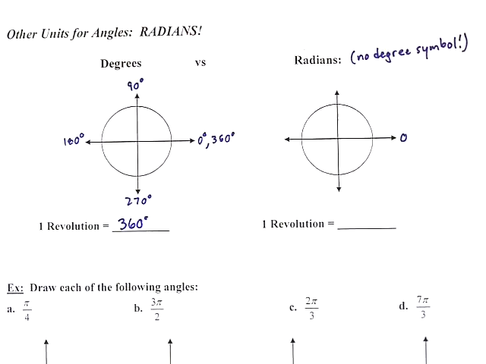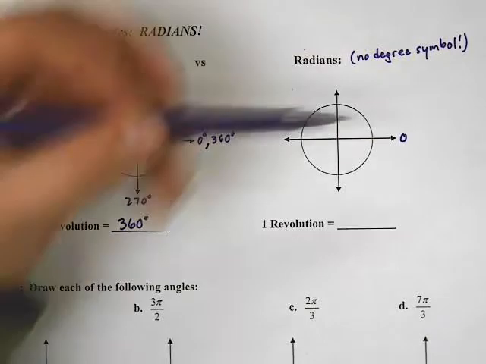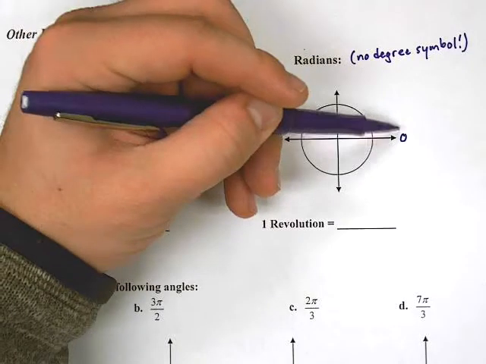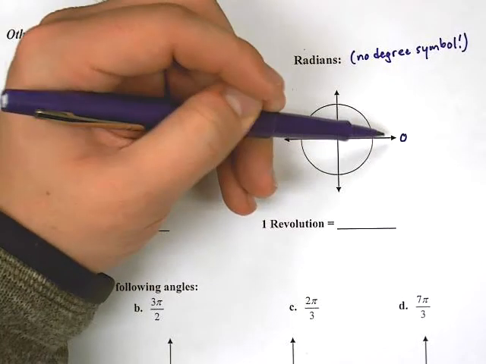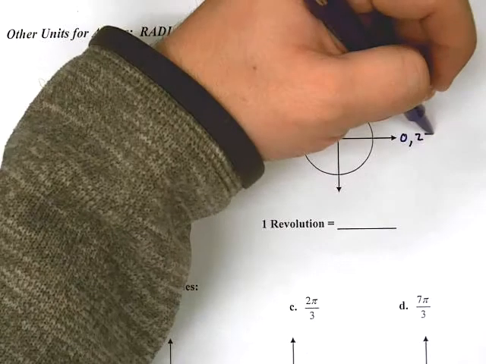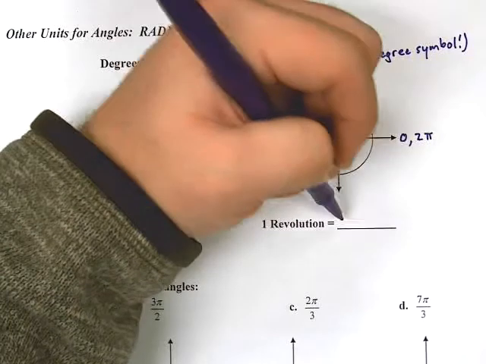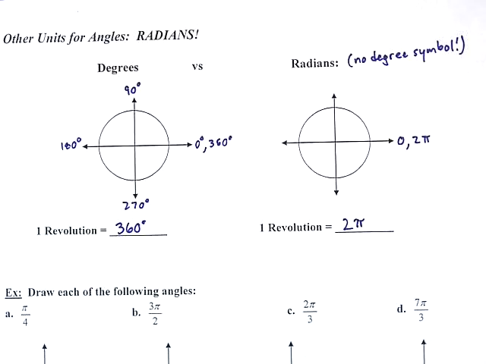All right, that's your hint that you're in radians. If you don't see a degree symbol, then you should be in radians. And what we say here, guys, is that it takes 2 pi to get all the way around, okay? 2 pi. So that means that our revolution is 2 pi.